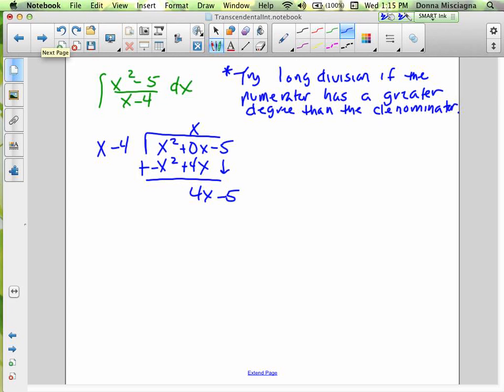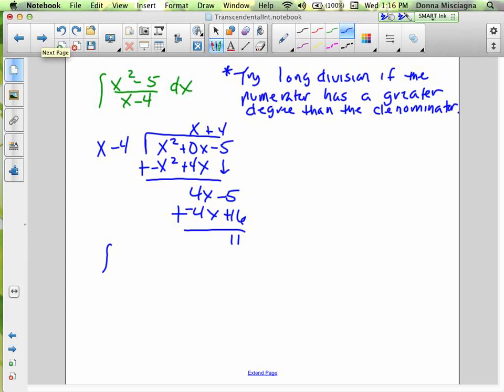And what would I have to multiply the x by to get 4x? That would be plus 4. So 4 times x is 4x. 4 times negative 4 is negative 16. And subtract means to add the opposite. So 4x minus 4x is 0, negative 5 plus 16 is 11. And so now we've rewritten this.